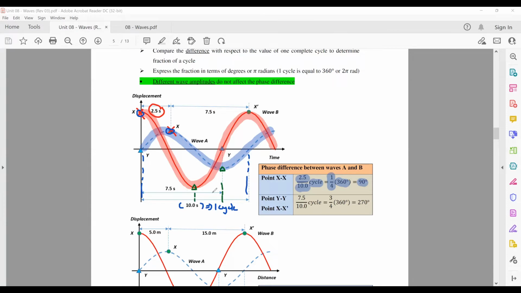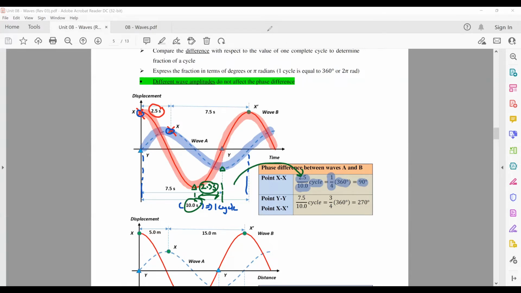So eventually, if I do some maths on this, I know that this one is also going to be 2.5 seconds. Compare this with respect to one cycle, I will also get a quarter cycle. Change to degrees, I will get 90 degrees. Okay. Right. So you can pick any points as long as the points are similar to each other. Crest and crest, trough and trough, it doesn't matter.